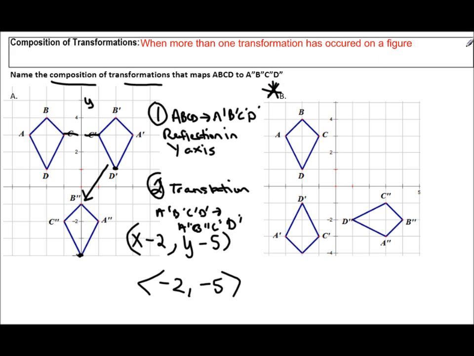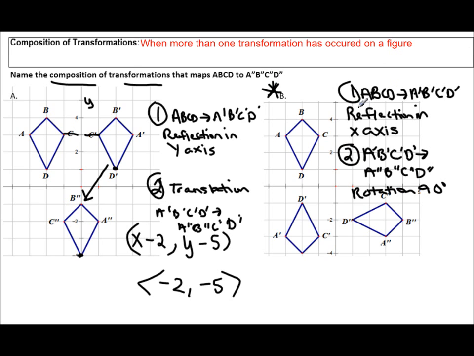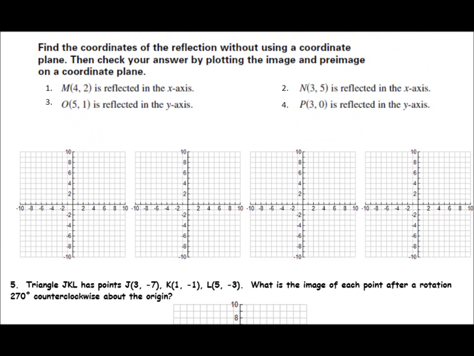Okay, so I'd like for you to pause the video and try letter B on your own and see if you get what I get. So A, B, C, D to A prime, B prime, C prime, D prime was a reflection on the x-axis because each point is the same distance from the x-axis. From A prime, B prime, C prime, D prime to A double prime, B double prime, C double prime, D double prime was a rotation of 90 degrees.